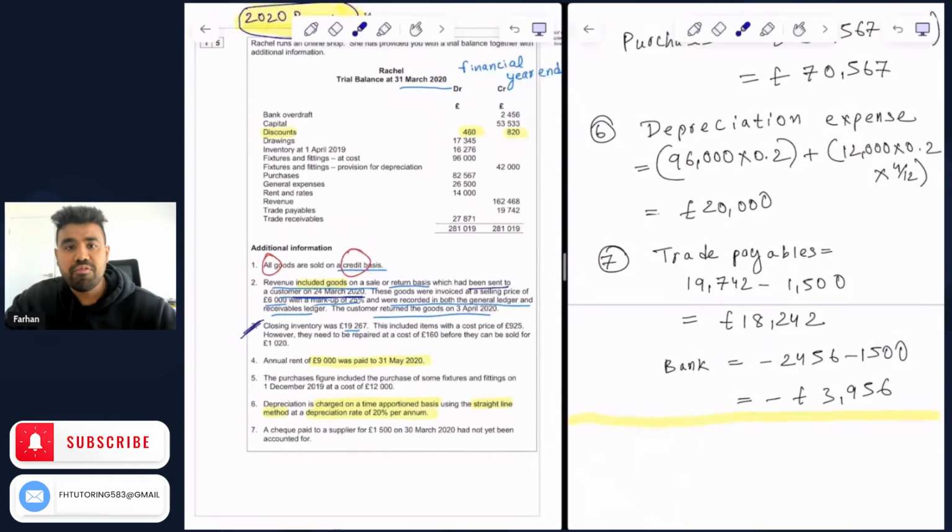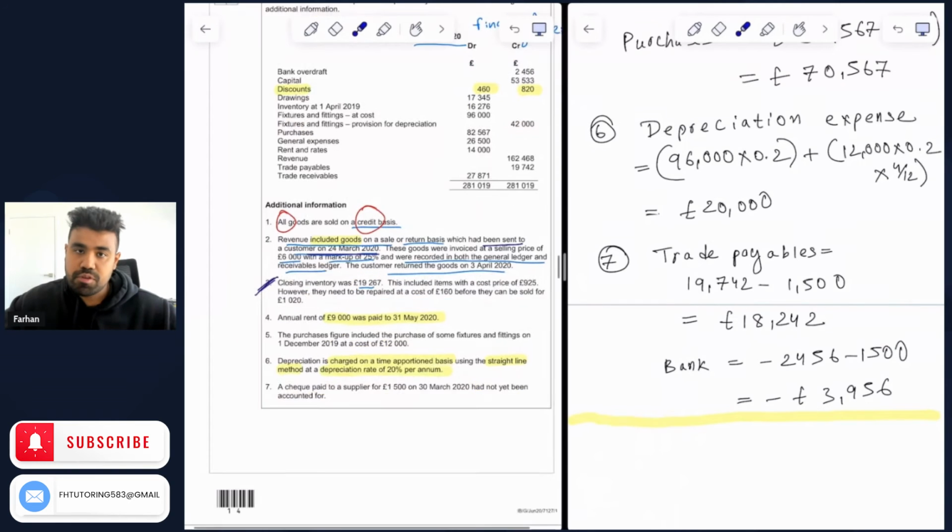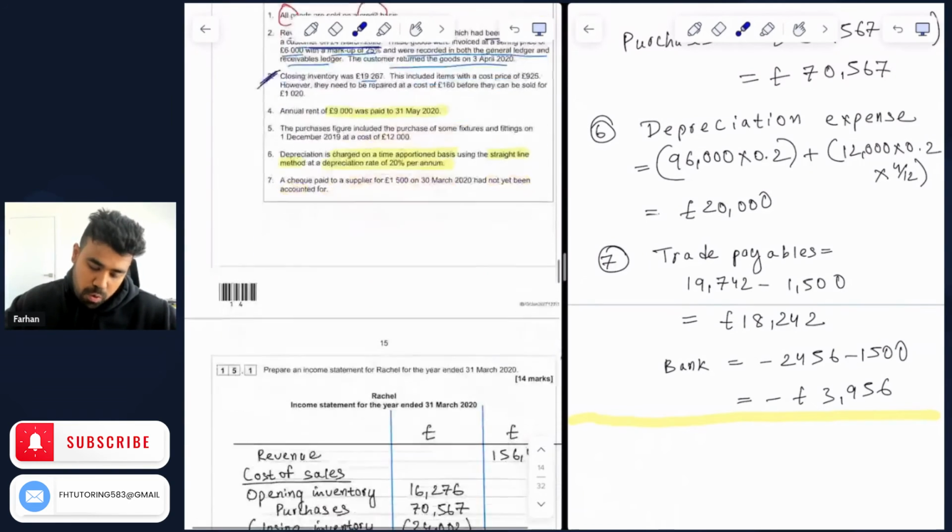So if you were to find the final balance of the bank account, we start with negative 2,456, and then we deduct an additional £1,500, which relates to the amount that we have paid to the suppliers of the business. And we should have more deficit or more overdraft, which is £3,956 negative, which again refers to an obligation for Rachel or an overdraft, or the fact that Rachel has withdrawn more money from the bank than she originally had. Okay, so now that everything is taken care of, we can prepare the income statement, which should be very easy and straightforward.